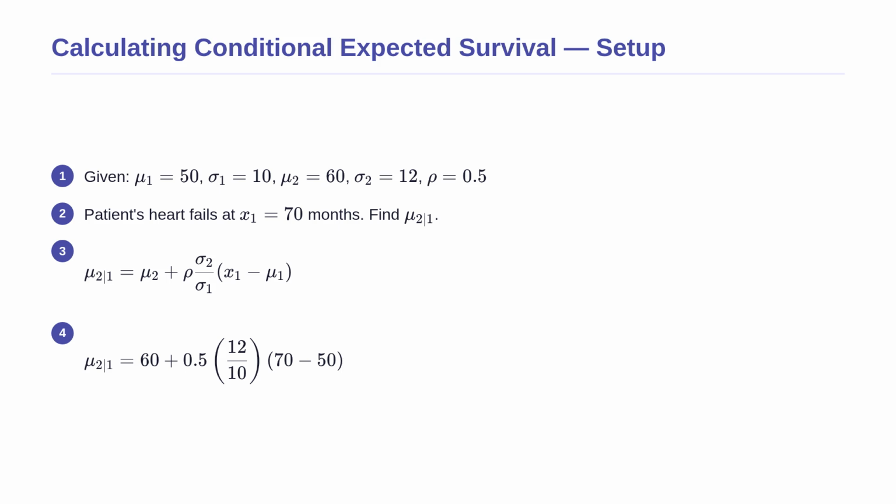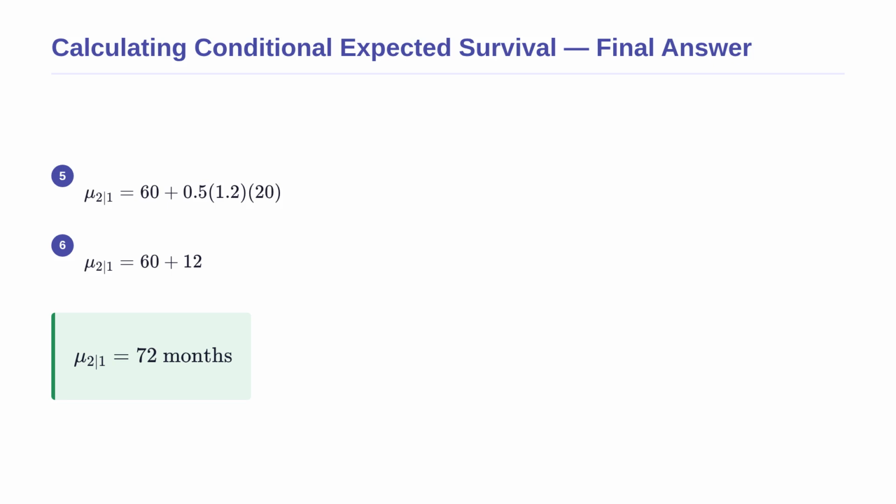We start by writing down the conditional mean formula and substituting all our known values into it. Continuing with our calculation, we simplify the terms inside the parentheses. The ratio of the standard deviations is 1.2, and the difference between the patient's heart failure time and the average is 20 months. We multiply the correlation 0.5 by 1.2 and then by 20, giving us an adjustment of 12 months. Adding this to the original 60 gives a final answer of 72 months.